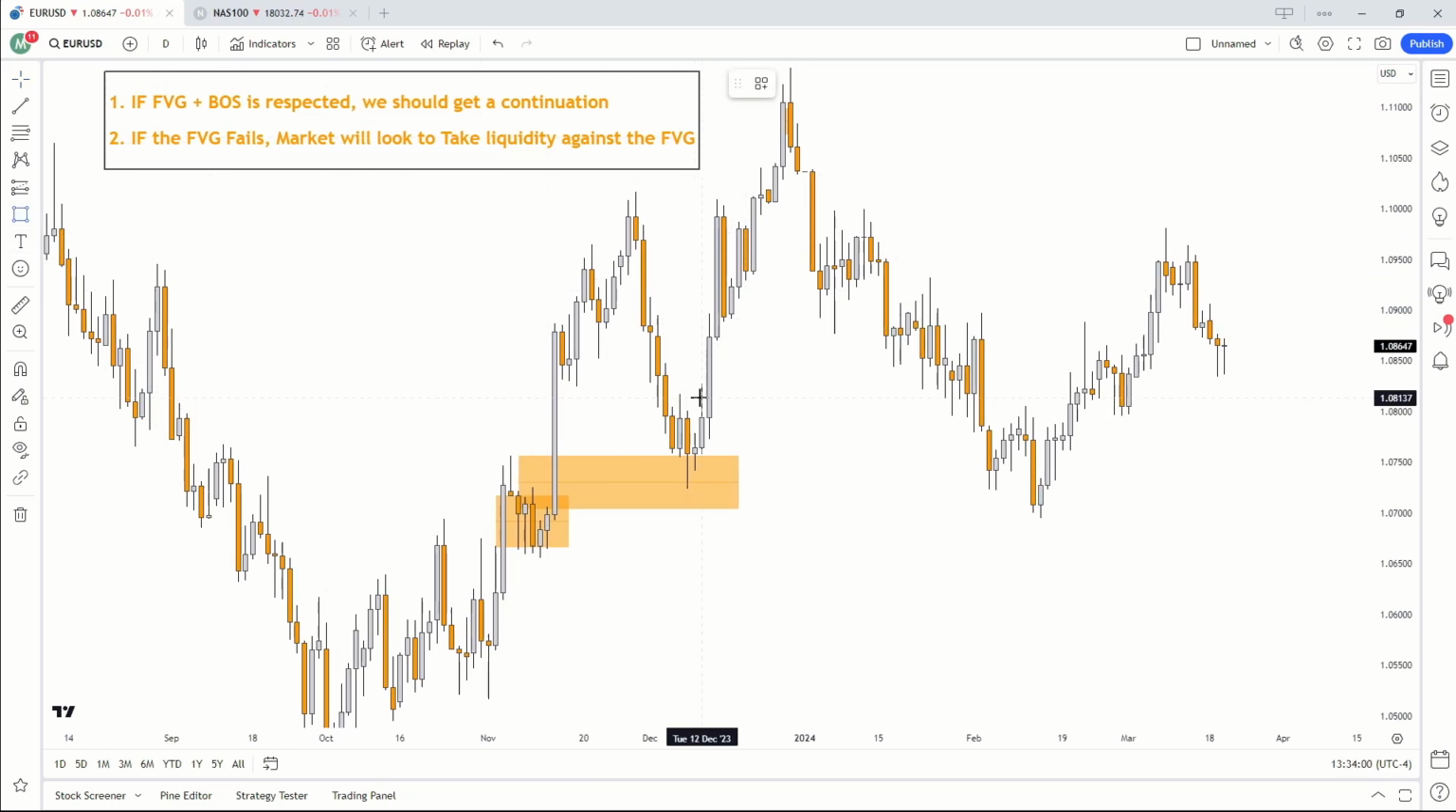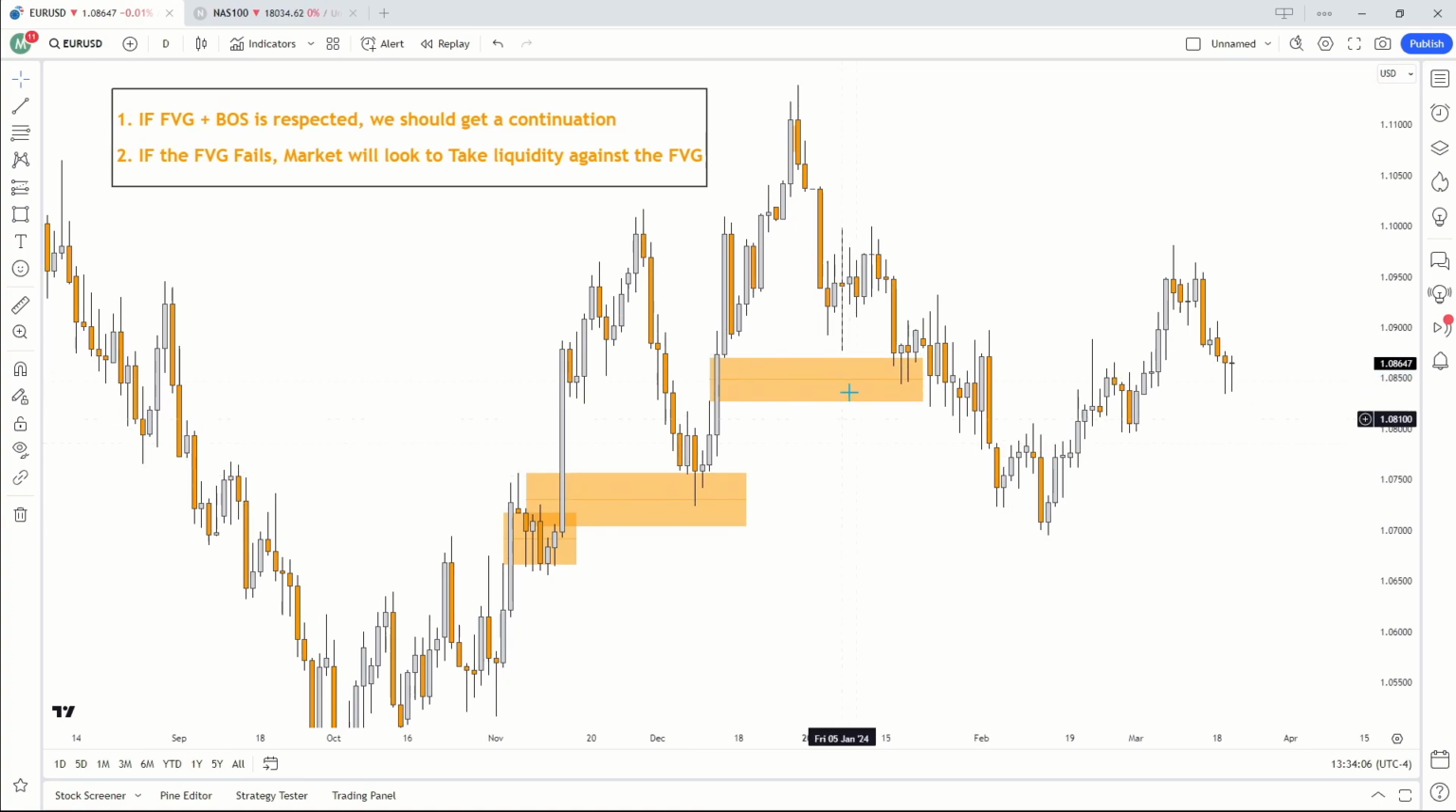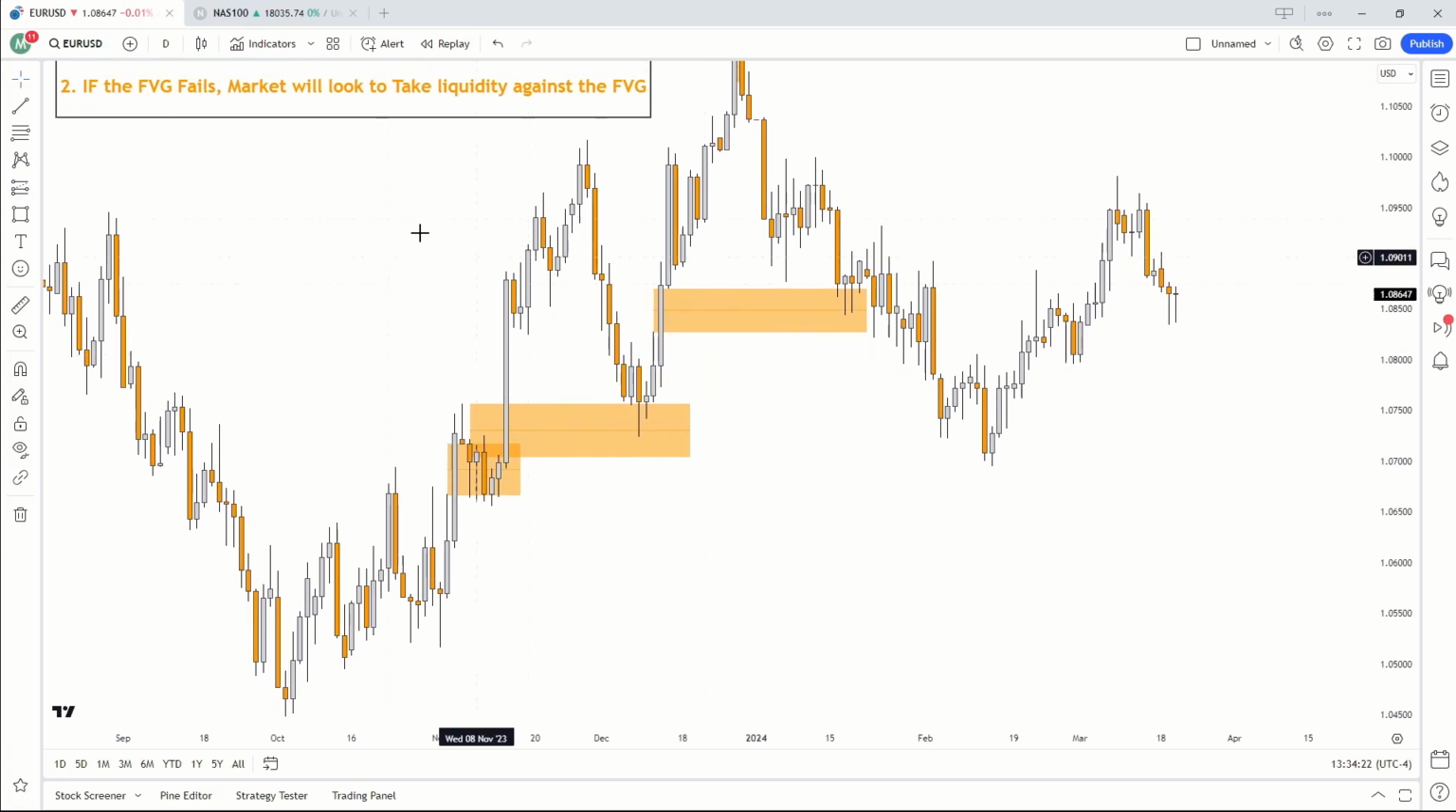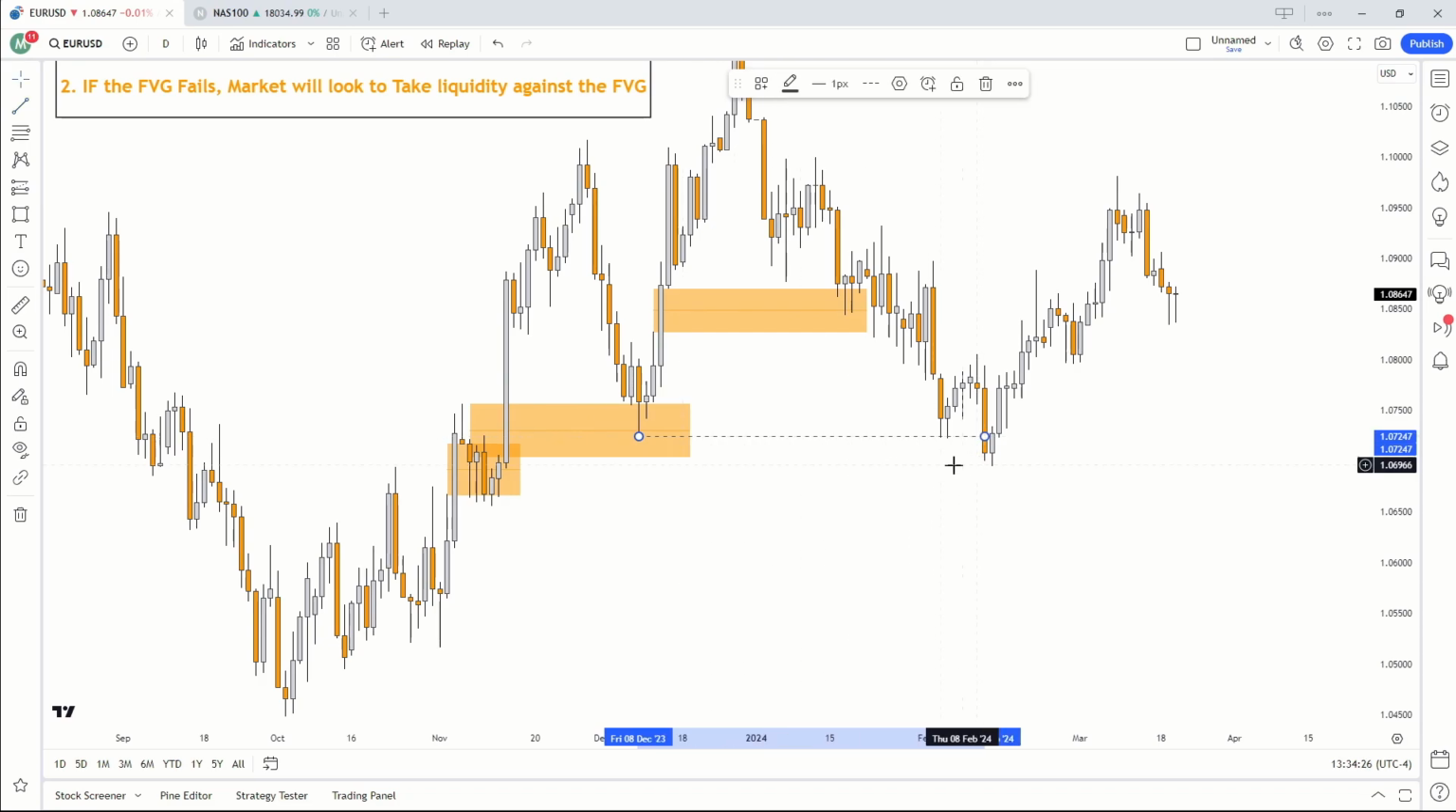However, if you guys do look here, you can see we do have a fair value gap which is not respected. So once this fair value gap is not respected, you should be telling yourself, what is market looking to do? Market is always doing 2 things in the market. Market is either rebalancing inefficiency, or market is looking to take liquidity. So what points of liquidity do we have? We have this swing low right here, which market is aiming to take.